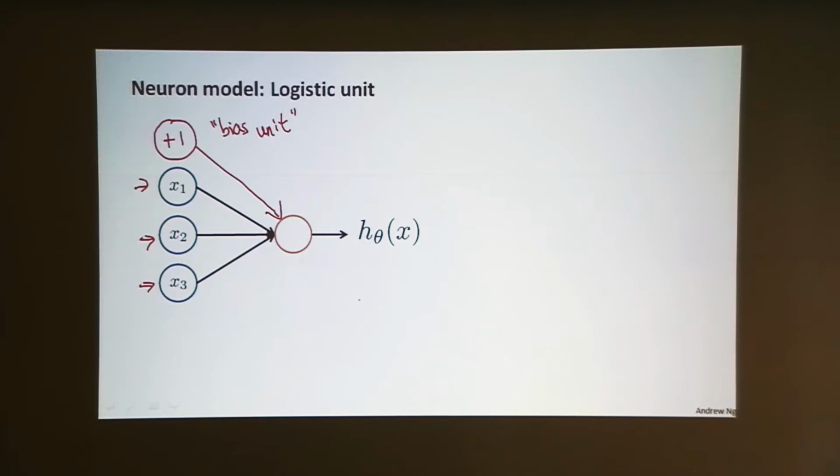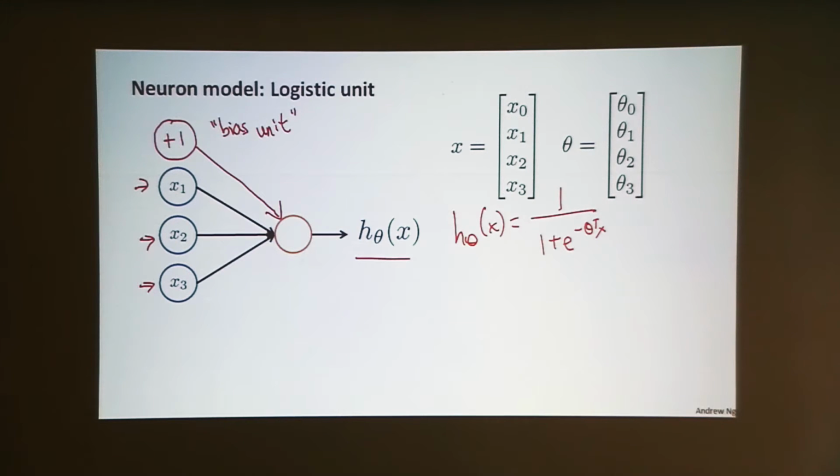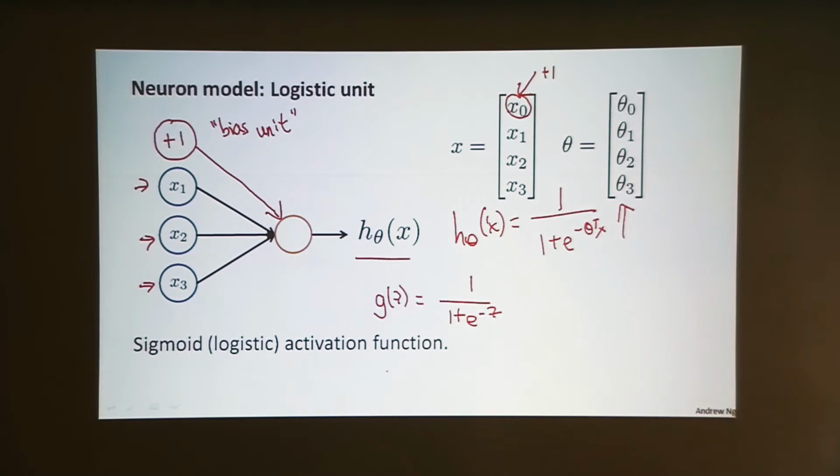And what this little neuron does is it does the computation and outputs the value h of x, which is given by h of x equals 1 over 1 plus e to the negative theta transpose x, okay? Here, x is a vector x0, x1, x2, x3, where x0 is alternative notation for my bias unit +1, and theta is my vector of parameters, theta 0, theta 1, theta 2, theta 3, okay? So all that this little neuron does is it takes the inner product between x and theta, and it applies g of z equals 1 over 1 plus e to the negative z, which is called the logistic function or the sigmoid function, to it. And that's my little simulation of a neuron, okay?